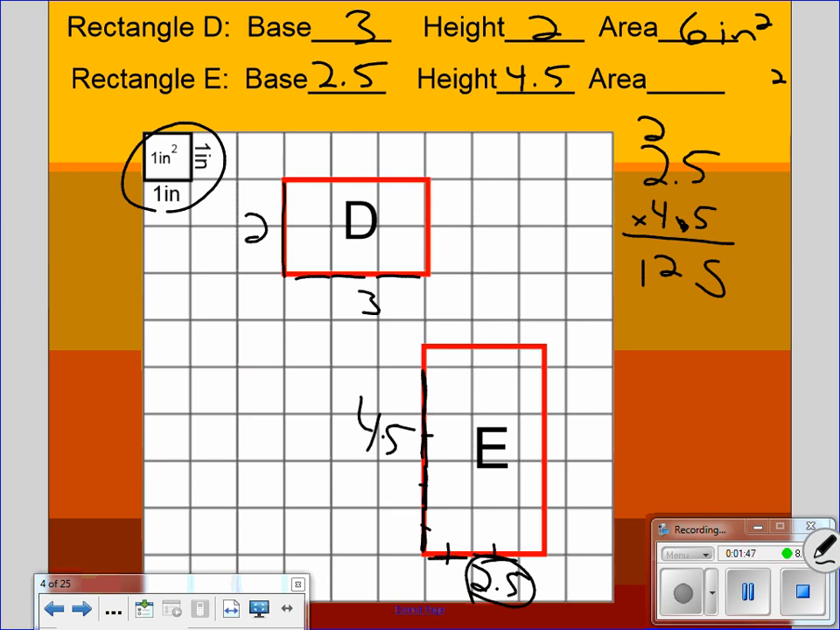Go ahead and do a place value holder here. 4 times 5 is 20. 4 times 2 is 8. Plus 2 is 10. I'm going to go ahead and add these up. 5, 2, 1, 1. One number after decimal, another number after decimal. I'll move this twice. 11.25 inches squared.